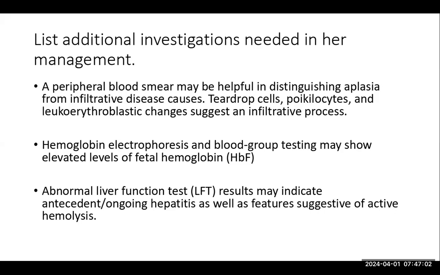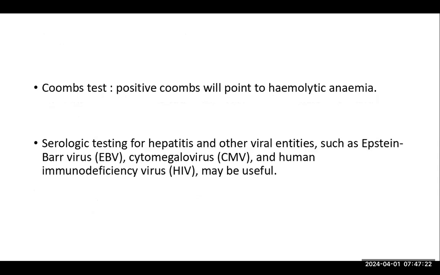This patient may also have an abnormal liver function test that may indicate an antecedent or ongoing hepatitis, as well as features suggestive of active hemolysis, like if the transaminase and bilirubin are elevated. I will also want to do a Coombs test in this patient. A positive Coombs test will point to hemolytic anemia in this patient.